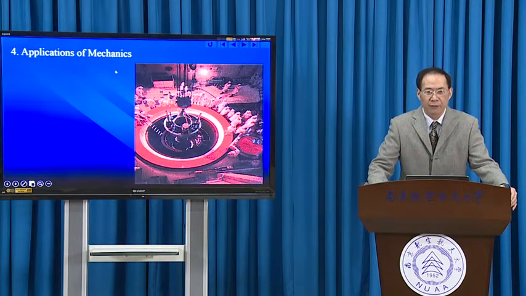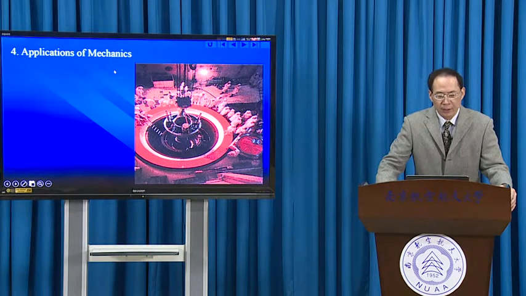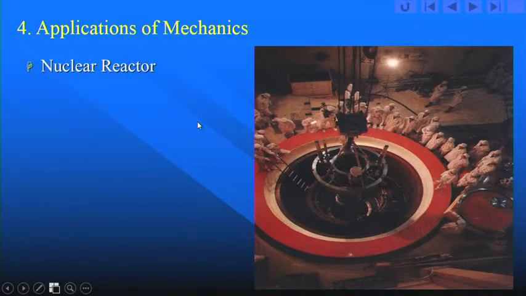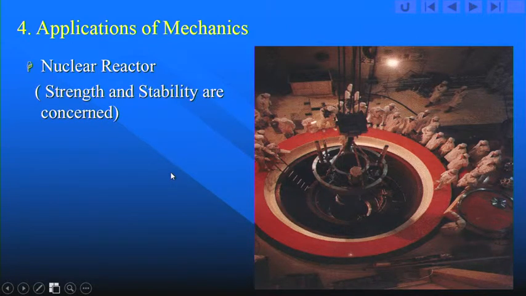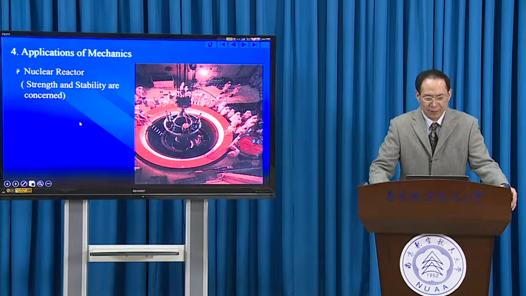Now, the fourth section. Let's go to some applications of mechanics. Here is a picture of a nuclear reactor. In the designing and constructing of a nuclear reactor, there are problems concerning the strength and the stability of the structure. So this is a basic issue of mechanics.